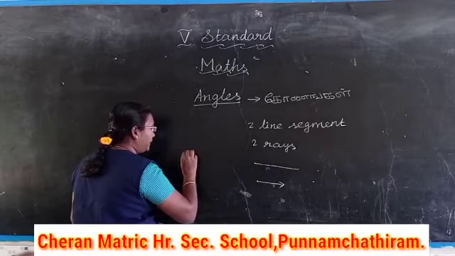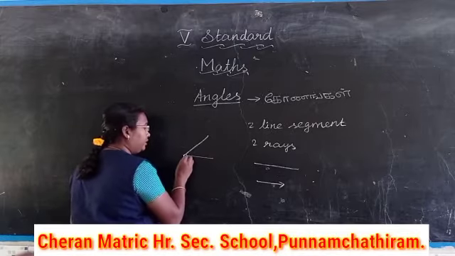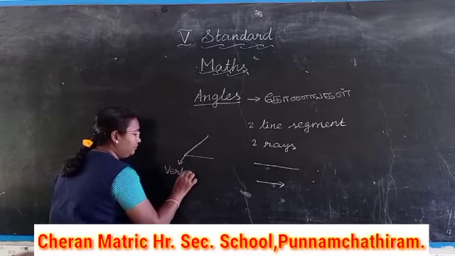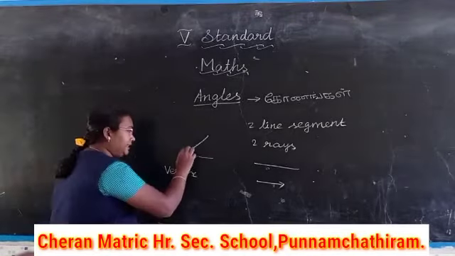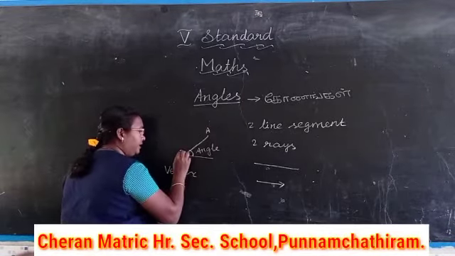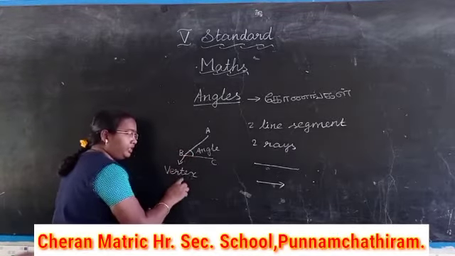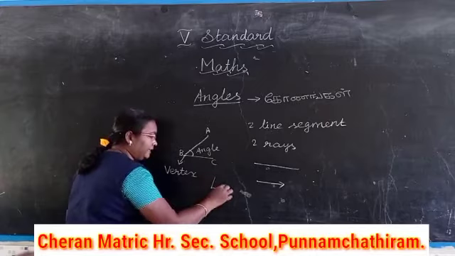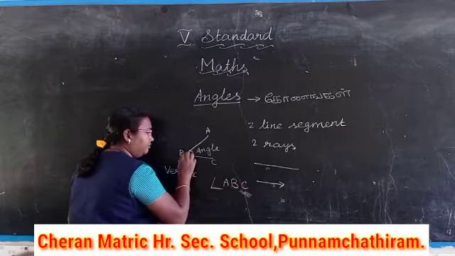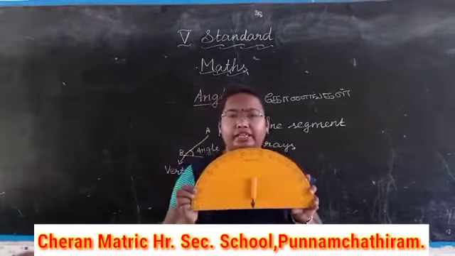Listen. Take two line segments. This is one line segment. Take another line segment. Both the line segments meet at this point. This point is called the vertex. Here they make an angle. Give the name. AB is one line segment. BC is another line segment. Here B is the vertex point. An angle is denoted by the symbol like this. Say the angle name: A, B, C. Here B makes an angle. An angle can be measured by using this protractor.